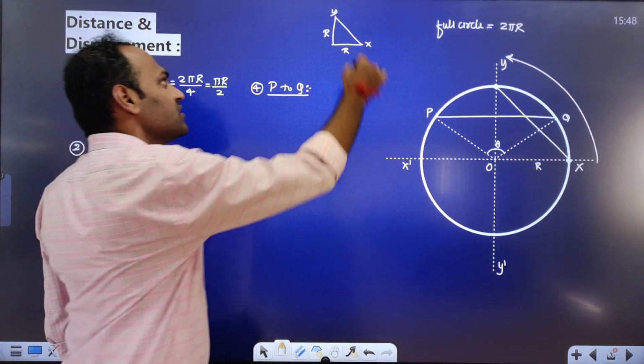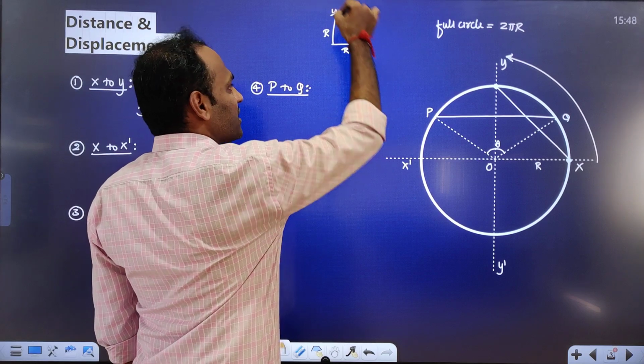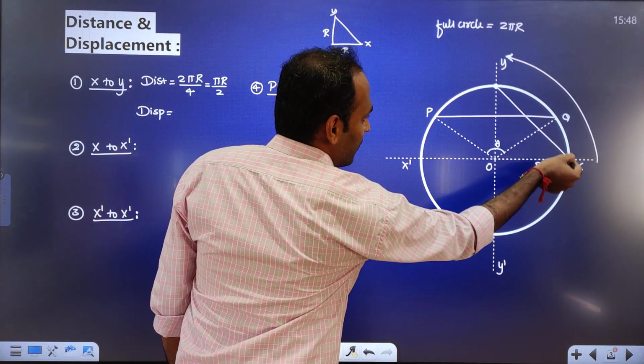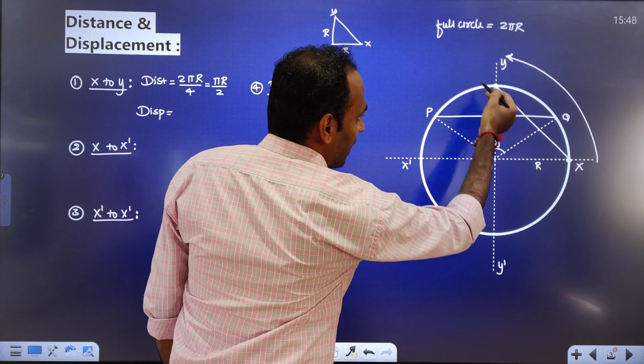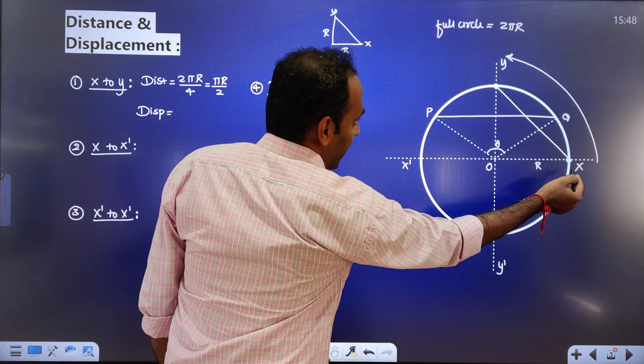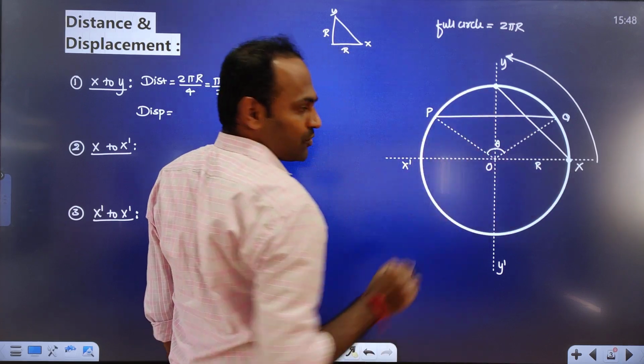Correct? So we want this line XY length. That is the displacement actually. Now see, X to Y we are having a curve also. X to Y we are having a straight line also. So the X to Y curve, that is the distance. The X to Y straight line, that is the displacement.